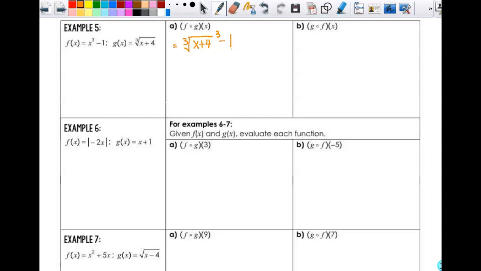What's the cube root of x plus 4 cubed? X plus 4. So x plus 4 minus 1, so we get x plus 3. That is f of g of x. We agree with that? All right, you do B.